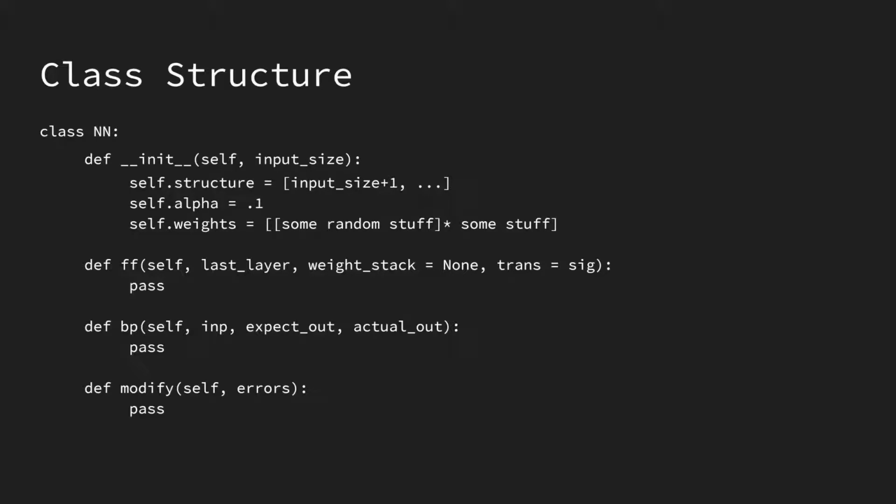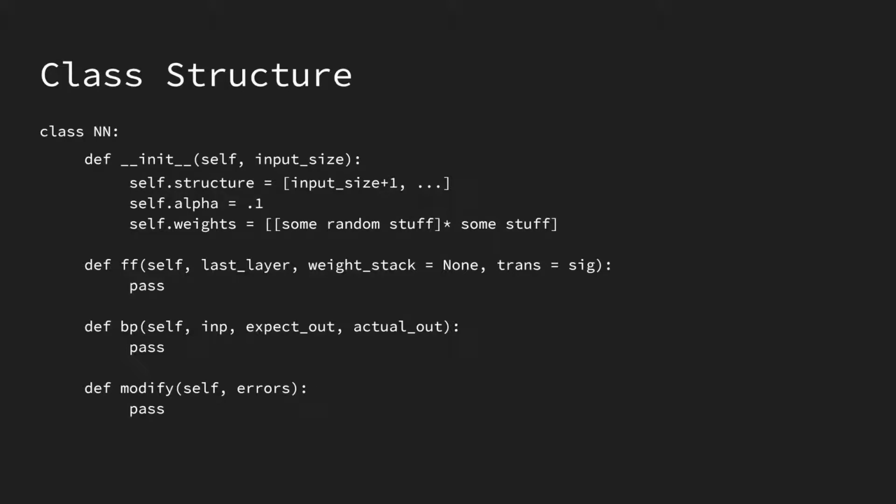So then you have feed forward, and since you're going to be doing nn.feed forward, you have to include self, and this also gives you access to self variables. And so you do self, last layer, weight stack, and trans. So last layer is just the last layer that you process. Since I was doing this recursively, that's how I thought of it. Then weight stack is the weights but flipped, so you can just pop off the stack. Then trans is your transfer function, and in this case sigmoid. So you can define sigmoid outside as a global variable, and I can talk about how to do that with a lambda function later on.